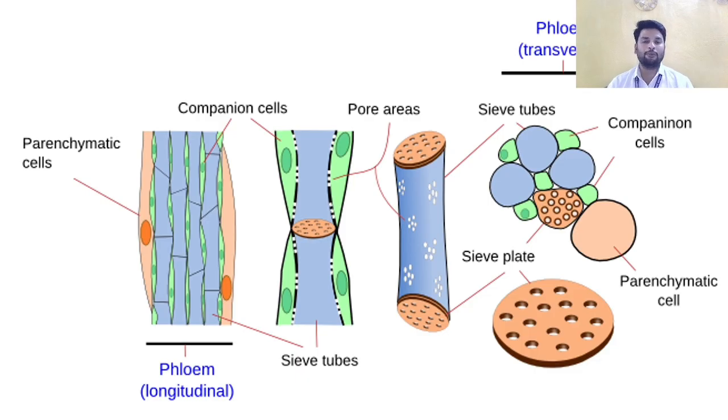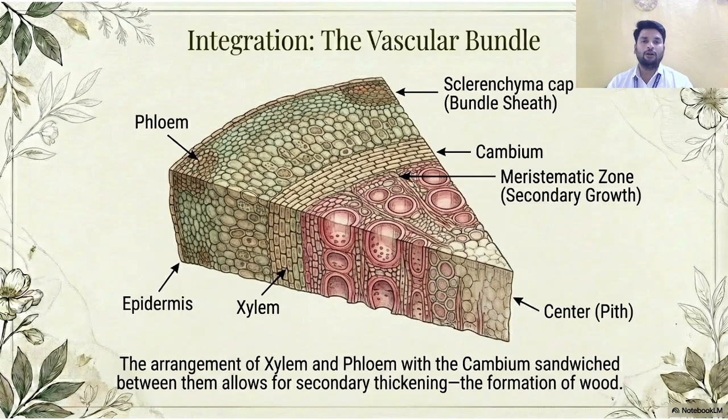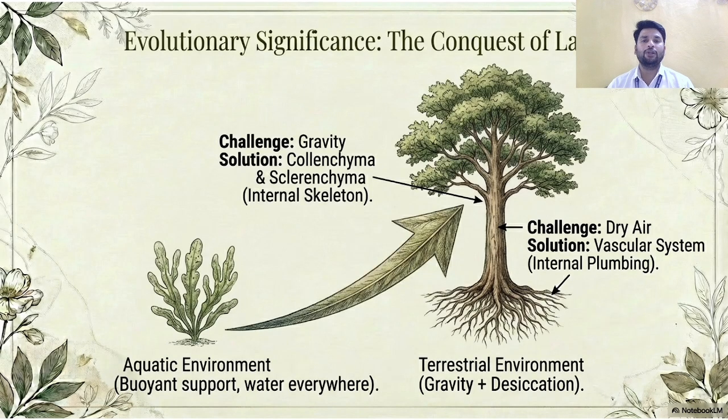Here is an actual diagram of the phloem elements. Companion cells, then sieve tubes, phloem parenchymatic cells, vascular bundle, sclerenchyma, cambium, meristematic zone, center, epidermis, xylem, phloem. These are certain anatomical parts of the plants. The arrangement of xylem and phloem with cambium sandwiched between them allows for secondary thickening and formation of wood. Okay, evolutionary significance: the conquest of the land.